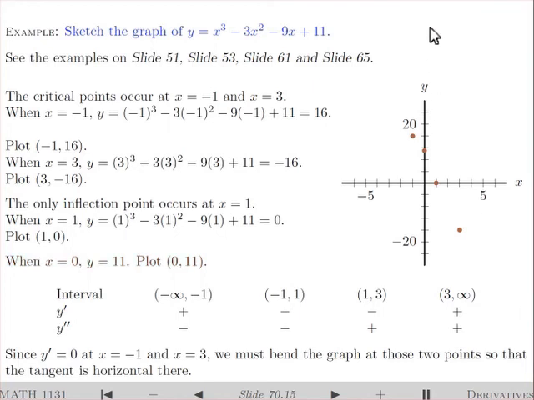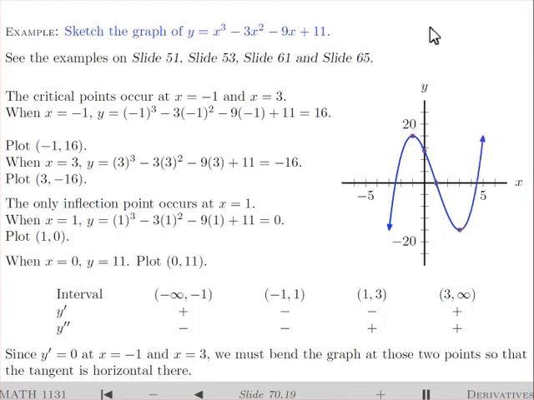From negative infinity to negative 1, we know y prime is positive and y double prime is negative. So the graph is increasing and concave down. So we draw a segment with that particular shape. From negative 1 to 1, the graph is decreasing and concave down. 1 gives me a point of inflection. The concavity changes. The graph continues to decrease. It's concave up. The final segment, from 3 to infinity, is increasing and concave up.